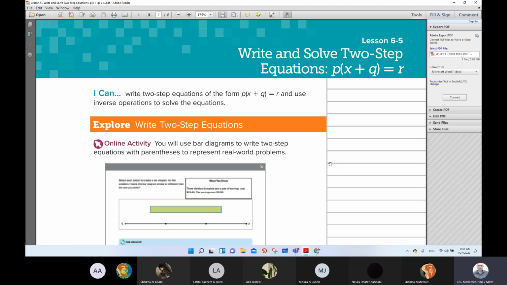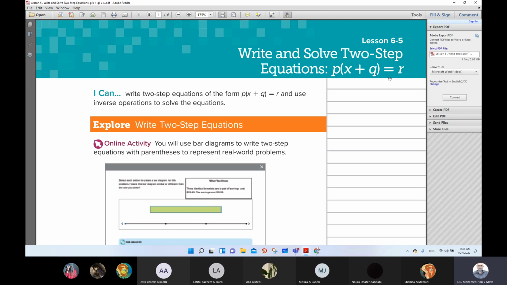Math grade 7. We are in module 6 lesson 5, the last lesson in this chapter. Write and solve two-step equations: p multiplied by parentheses x plus q equals r.